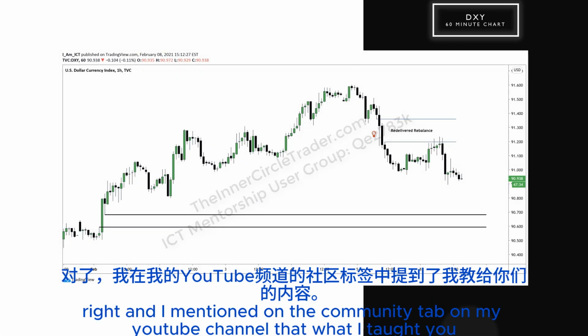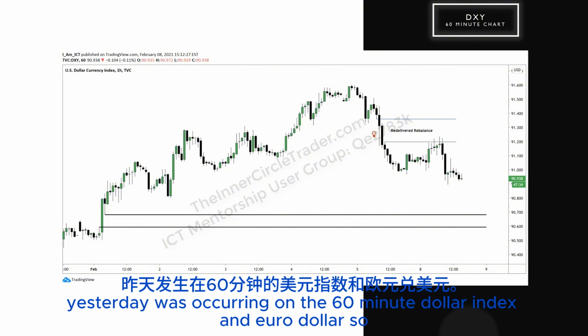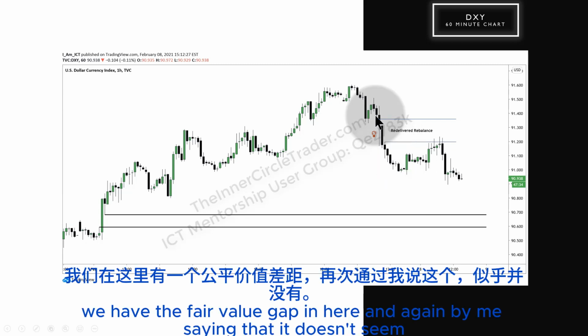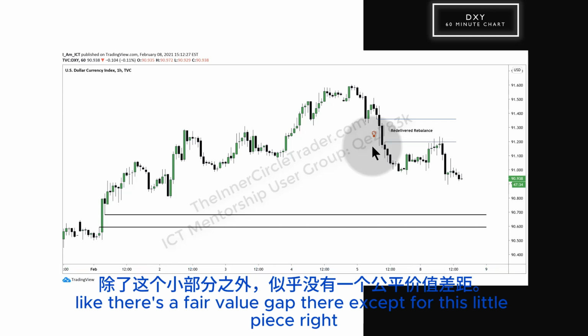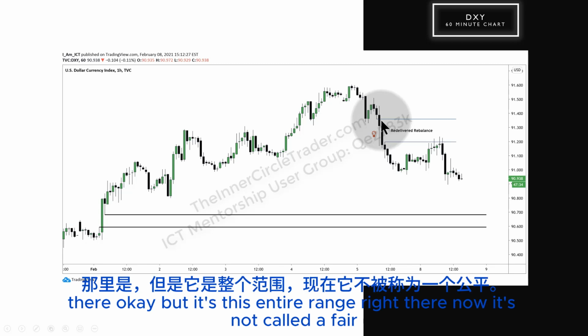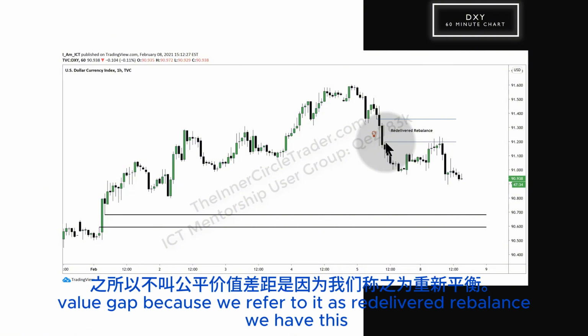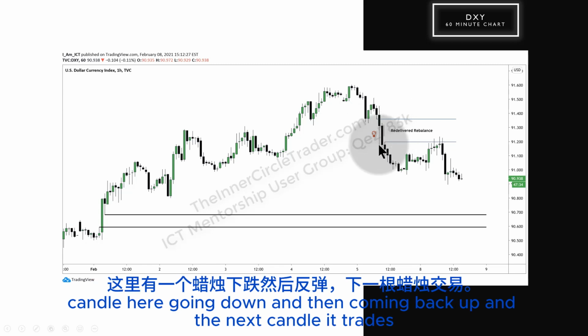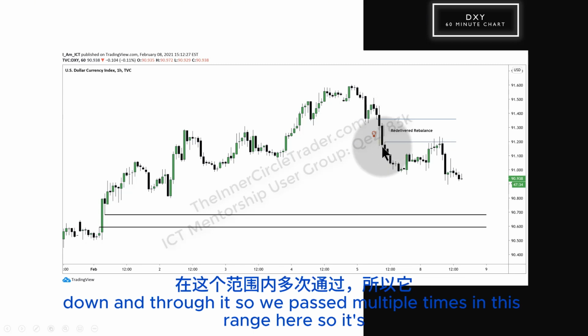All right, and I mentioned on the community tab on my YouTube channel that what I taught you yesterday was occurring on the 60-minute dollar index and euro dollar. So we have the fair value gap in here, and again, by me saying that, it doesn't seem like there's a fair value gap there, except for this little piece right there, okay? But it's this entire range right there. Now, it's not called a fair value gap because we refer to it as redelivered rebalance. We have this candle here going down and then coming back up, and the next candle trades down and through it. So we passed multiple times in this range here.